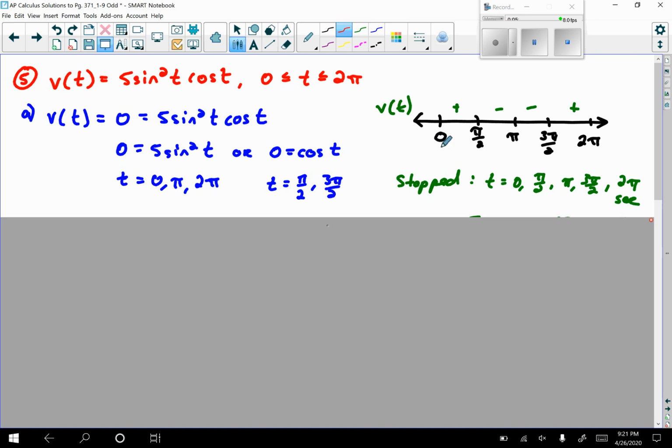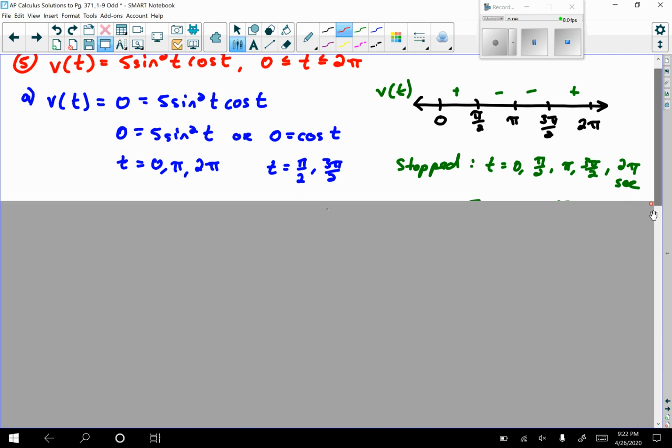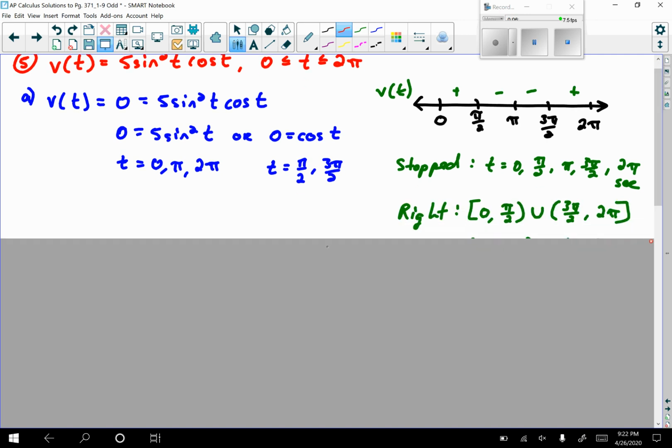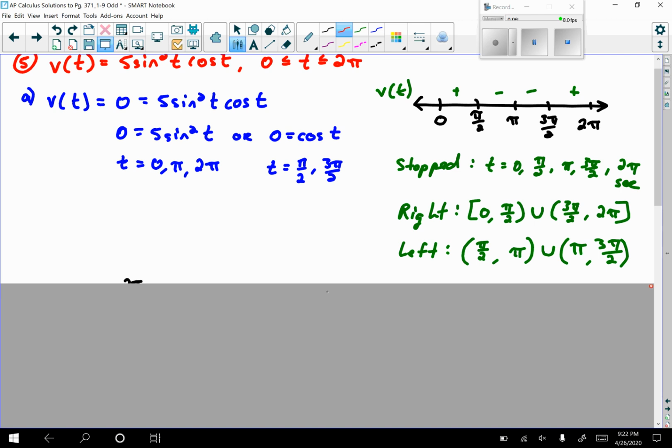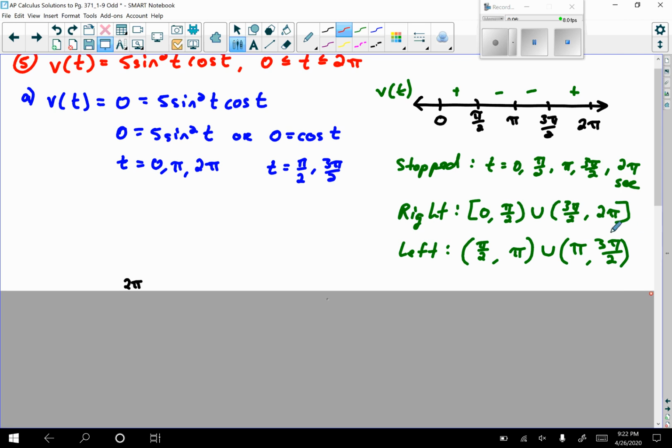So I have all these sections right here. And again, just understanding when sine is positive or negative, cosine is positive or negative could be a quicker way to write out the signs here. So hopefully you're coming up with the same. So I have it listed. Our particle is stopped at time t equals 0, pi over 2, pi, 3 pi over 2, and then 2 pi seconds. We are moving to the right from 0 to pi over 2 and 3 pi over 2 to 2 pi, including the 0 and the 2 pi.